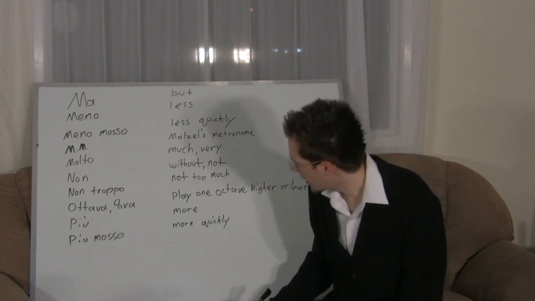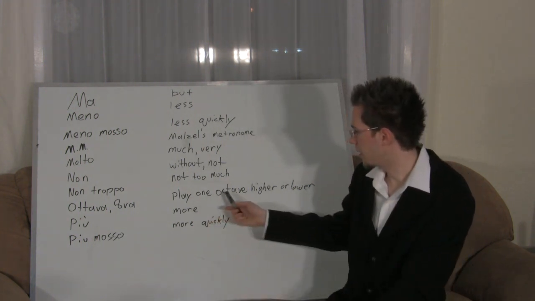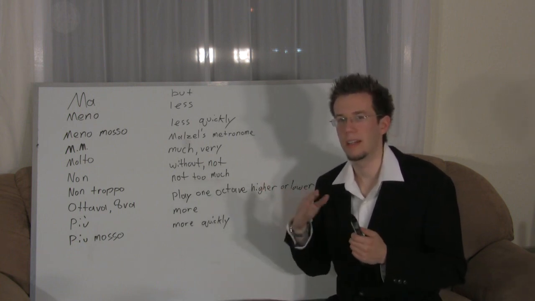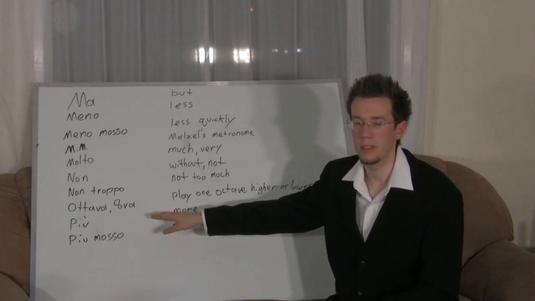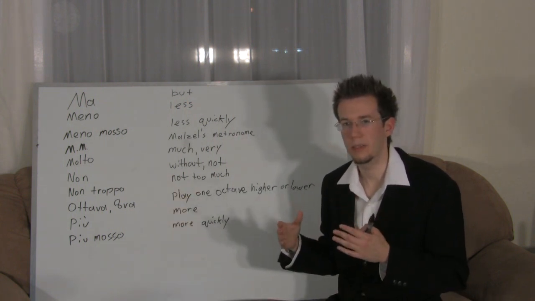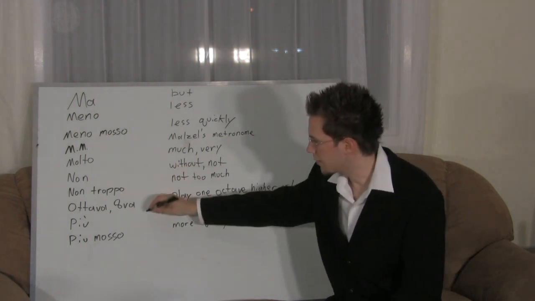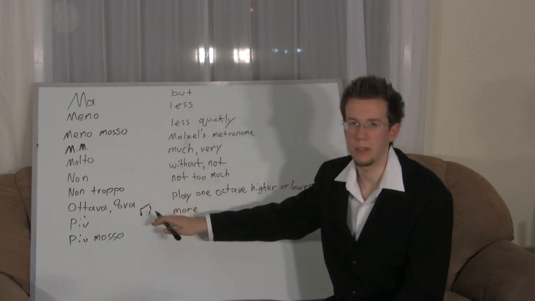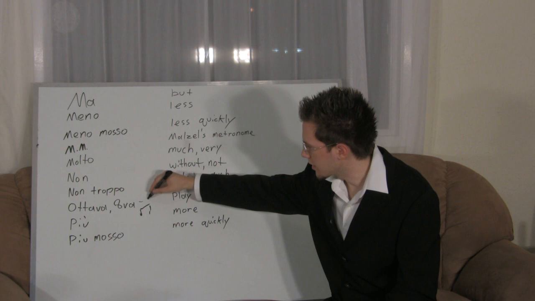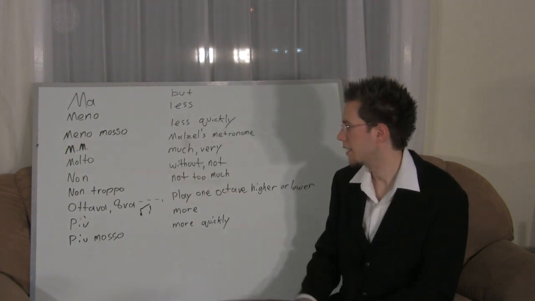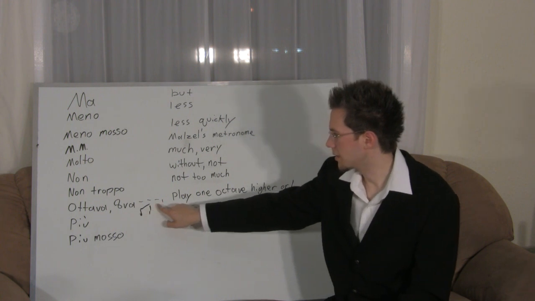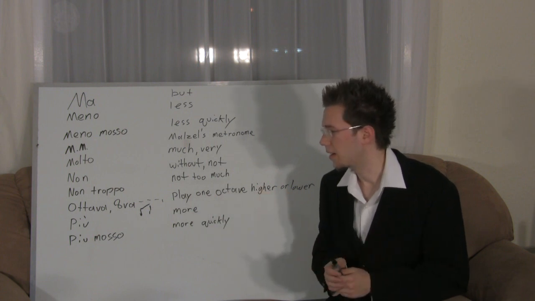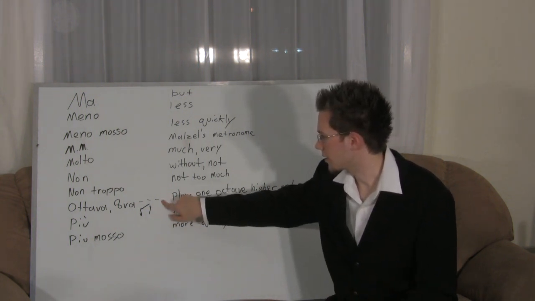Now, 8 VA means play one octave higher or lower. How you can tell if it's higher or lower is by where it is. It's used higher in the treble clef and lower in the bass clef. If you have some random notes and you have this 8 VA sign and then a dashed line that goes down like that, it means from the 8 VA sign until the end of the dashes, all that is going to be played one octave higher than it's written.